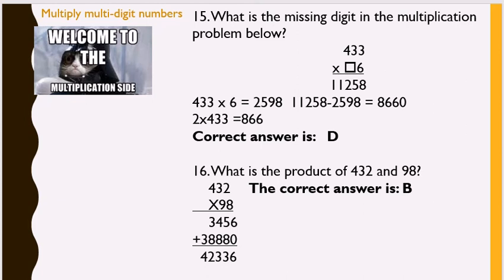Now we add those two together. 6 plus 0 is 6. 8 plus 5 is 13. Put the 3, carry your 1. 8 plus 1 is 9, plus 4 is 13. Carry the 1. 8 plus 1 is 9, plus 3 is 12. Carry the 1, and 3 plus 1 is 4. So the final answer is 42,336. So the correct answer is B.